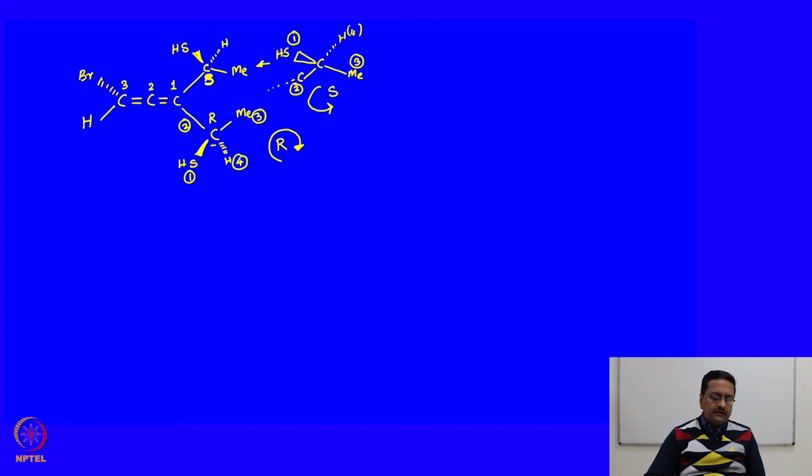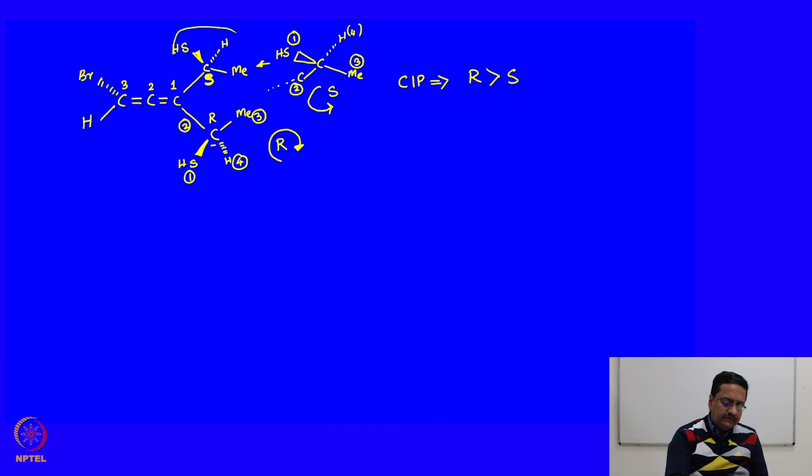Now, we need to know whether R or S gets priority when they are compared among themselves. According to the CIP nomenclature rule, R gets priority over S. Now, let us assume the name of this group as A. So, the group with S configuration is AS and the group with R configuration is AR.